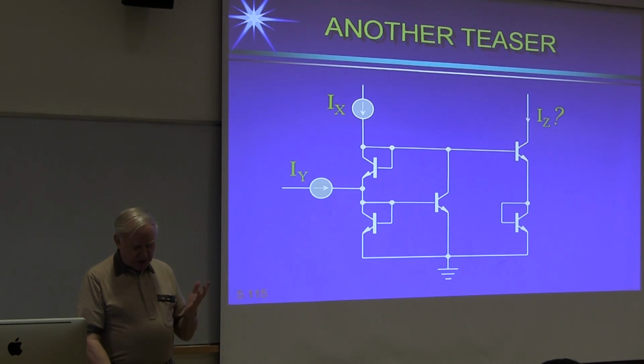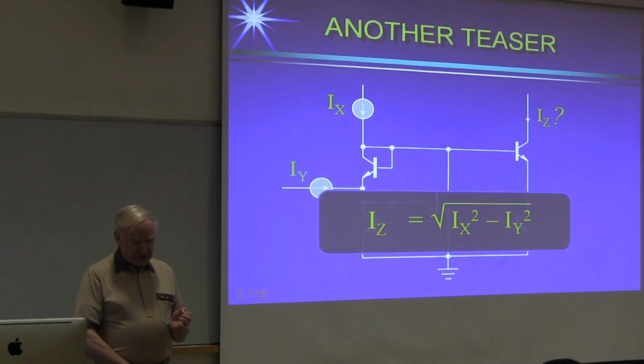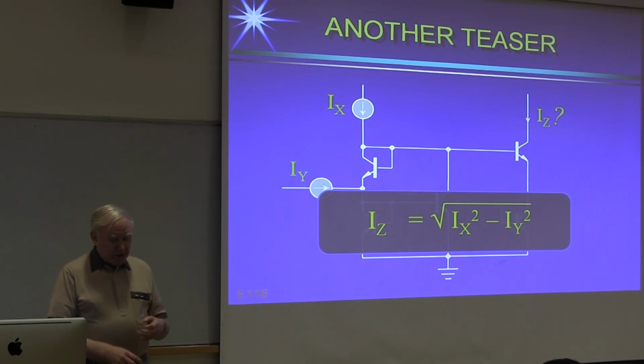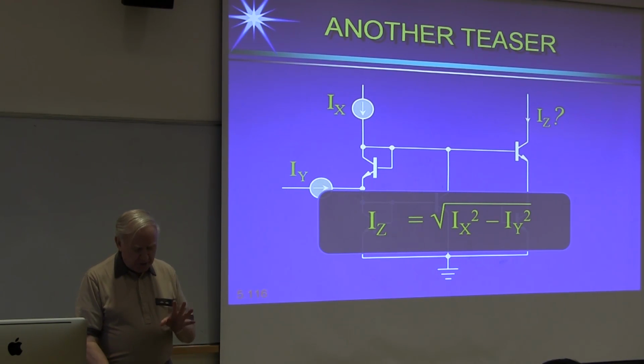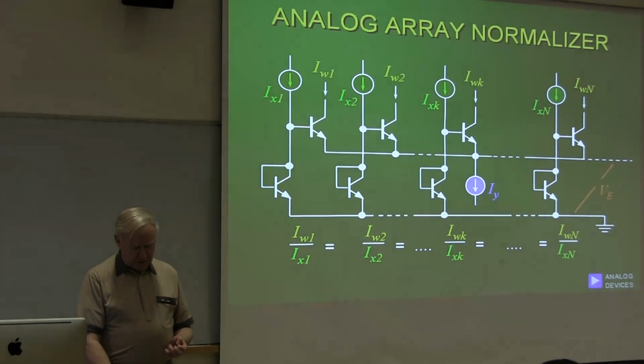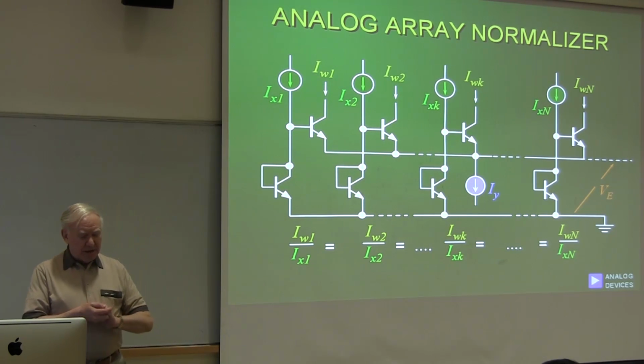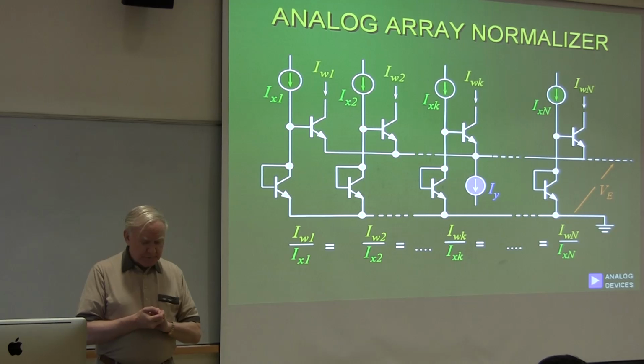Here's another teaser. I won't dwell on it except to give you the solution. It's the vector difference. So that gives you an idea of how much power you can get out of just, in this case, 4 transistors. And it would take a fair amount of processing to do a vector sum of 2 quantities. This is another example of how useful this idea is.